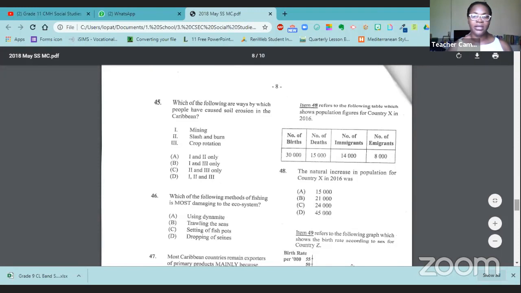And the other method is mining, yes, because you're digging into the soil and you're moving it. 46, which of the following methods of fishing is most damaging to the ecosystem? A, using dynamite. Okay.